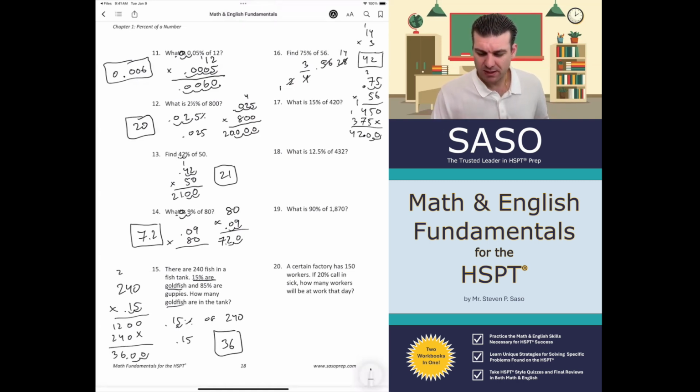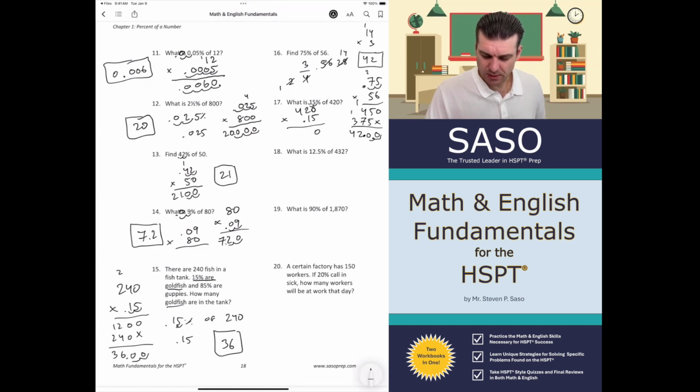Okay, what is 15% of 420? So 0.15, and then 420 times 0.15. So let's just do a lot of multiplication with decimals, right? That was why that was a very important lesson at the start of this workbook.